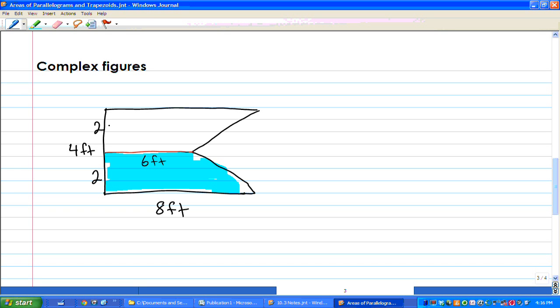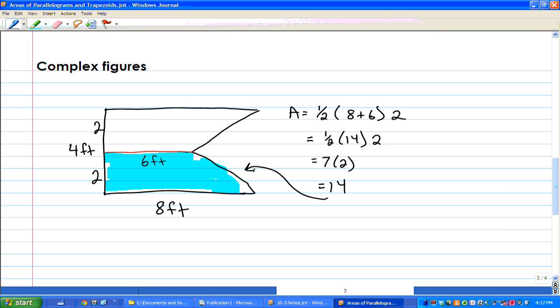So what we could do is say, all right, well, the area is going to be equal to 1/2 of 8 plus 6 times the height, which is 2. So this is 1/2 of 14 times 2, which is 7 times 2, which is 14. So that's the area of one of them. This 14 feet squared represents this right here. Since this shape is made up of 2 identical trapezoids, the area of the complex figure is just the sum of the 2. So this is 14 feet squared plus 14 feet squared. It's 28 feet squared. All right.